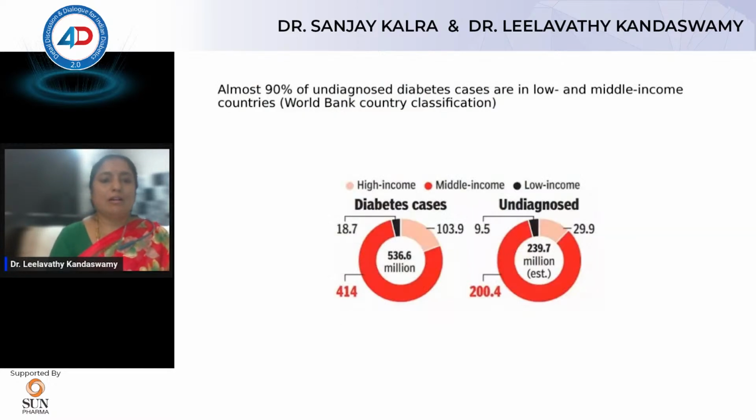diabetes. Almost 90% of the undiagnosed diabetes cases are in low and middle income countries, according to the World Bank country classification. So our target should be more on rural areas and low and middle income countries for the prevention and treatment.